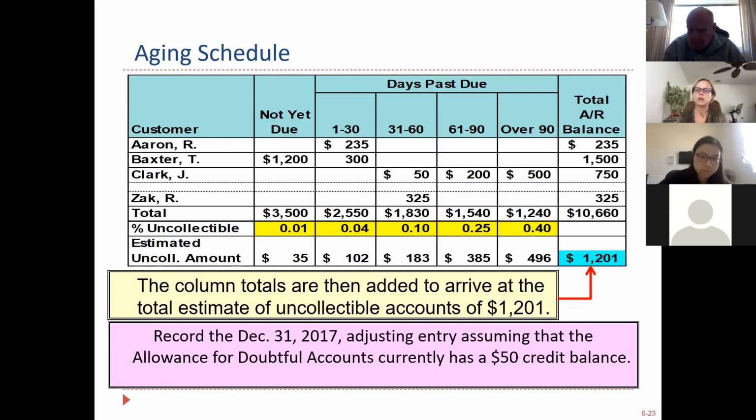Why do you want that as the ending balance, I guess is the question. Good question. Because I said this is the better method. Under this method, what are we doing? We're looking at everything.